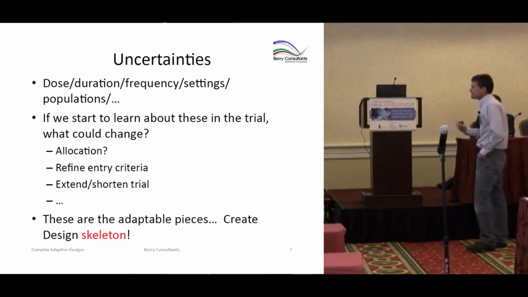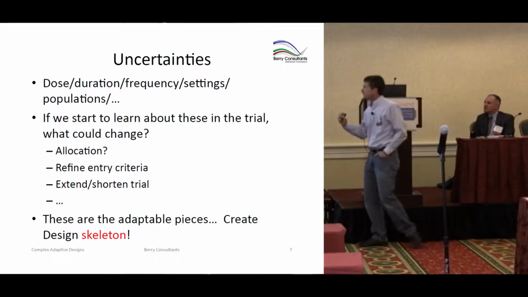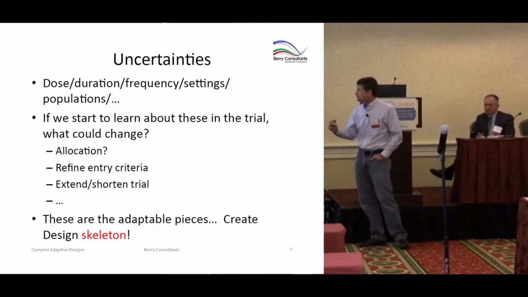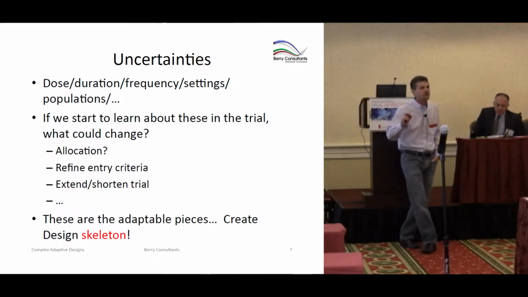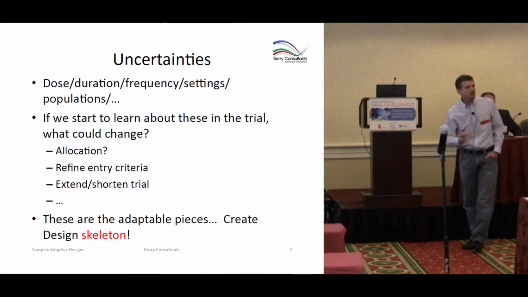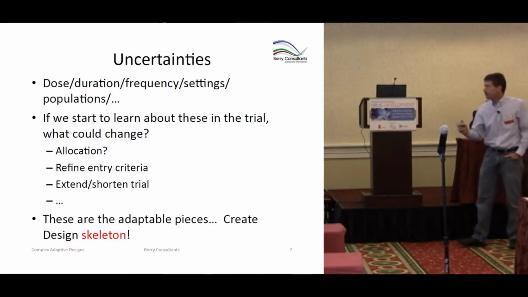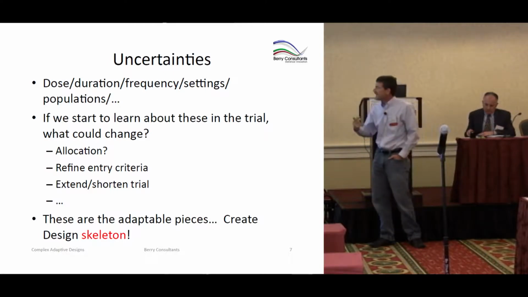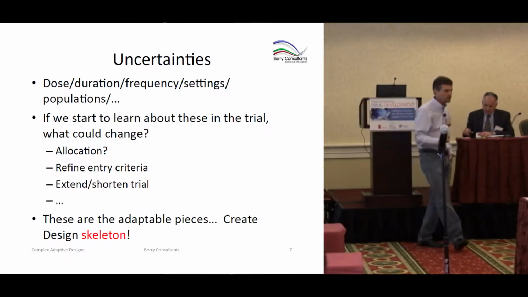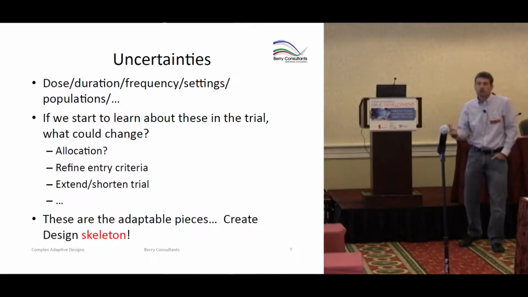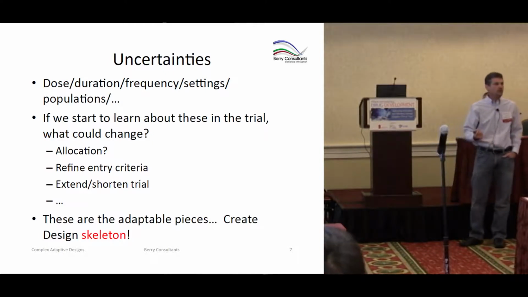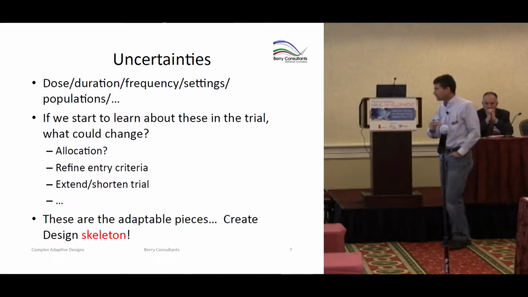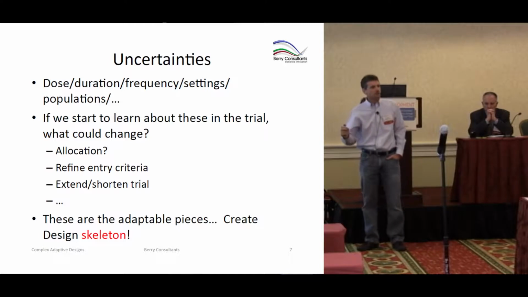Okay. So as a statistician, a key part of this is trying to understand the uncertainties. Is it a dose-response relationship? Is it duration, frequency? All of the uncertainties to the medical therapy. And start to think about, if we start to learn about these, what adaptations could we use in the trial? Could we allocate differently, which includes dropping arms, adding arms in the setting, changing the randomization probabilities to favor some arms over others? Do we refine entry criteria?